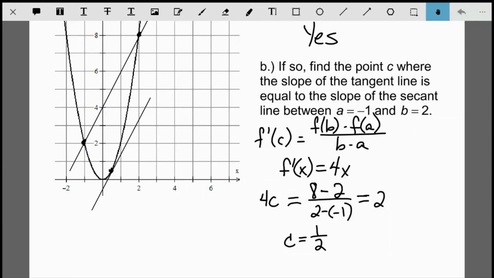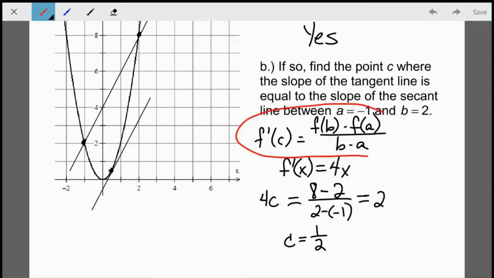So what I'm doing here is I'm using the conclusion of the mean value theorem. f prime of c has to equal f of b minus f of a over b minus a. Remember, this is the slope of the tangent line, and this is the slope of the secant line. Okay, so I took the derivative. It was 2x squared, so the derivative is 4x. And that at some point has to be equal to the slope of the secant line. So that's what I did here.